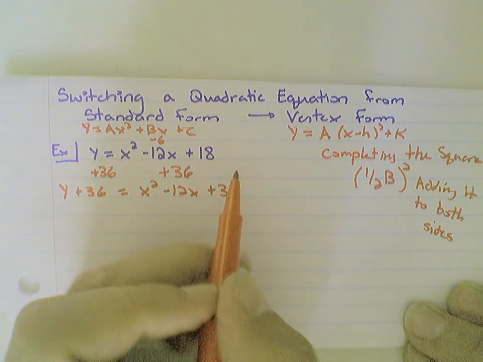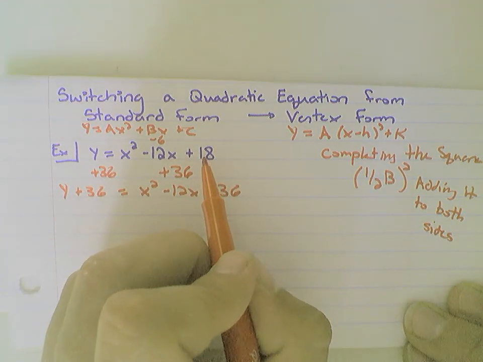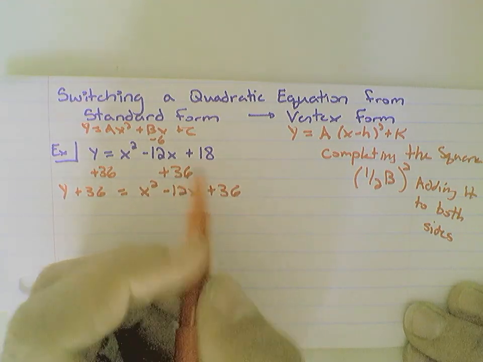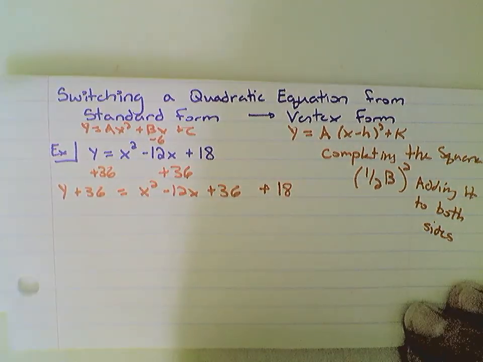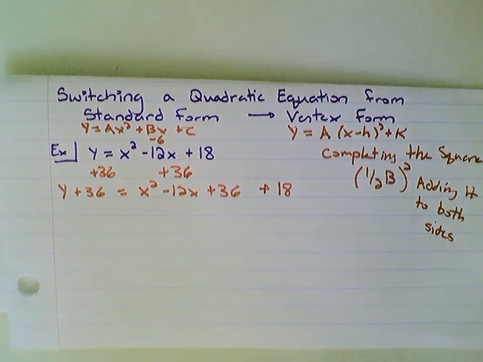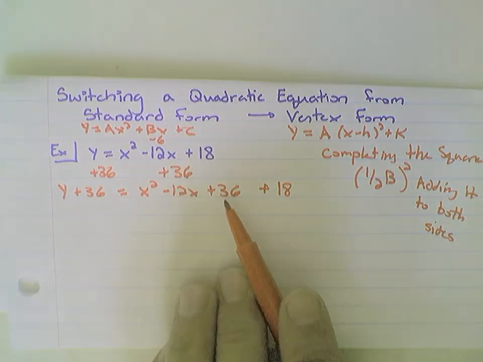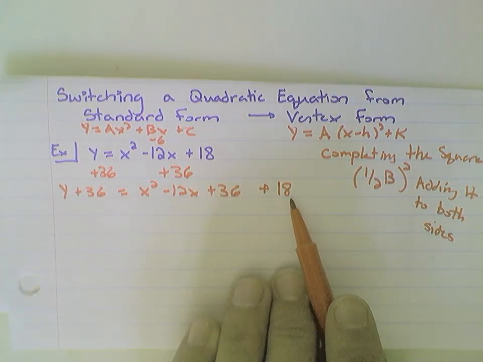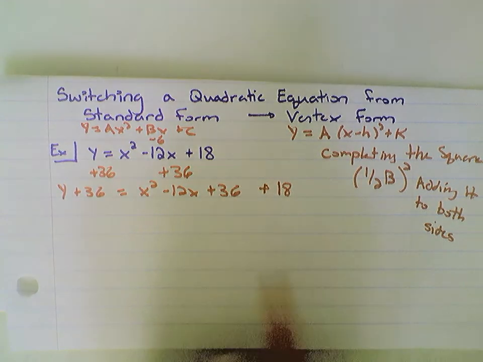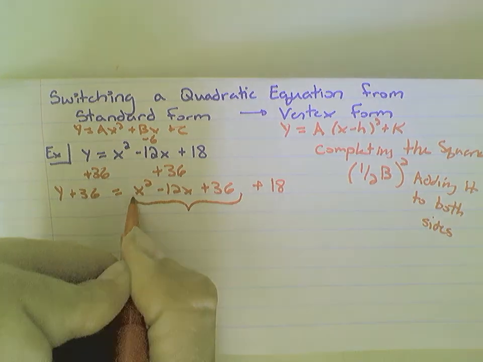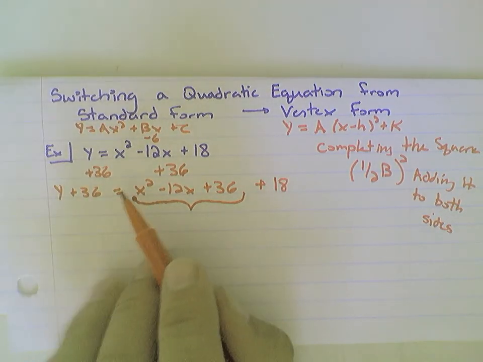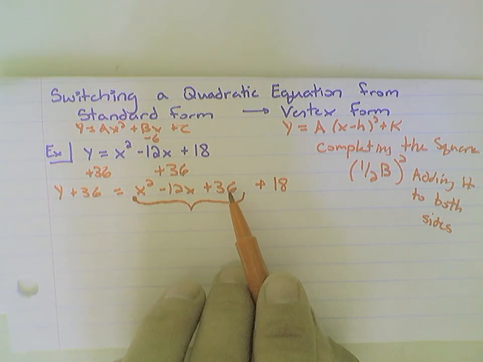One thing to note here is I don't ever combine the 18 with the 36. Instead, I just push the 18 off to the side. So the 36 that I'm adding goes where the 18 was, and the 18 gets pushed over. Now, at this point in the problem, I should note that I have a perfect square trinomial here. I should be able to factor these three terms.